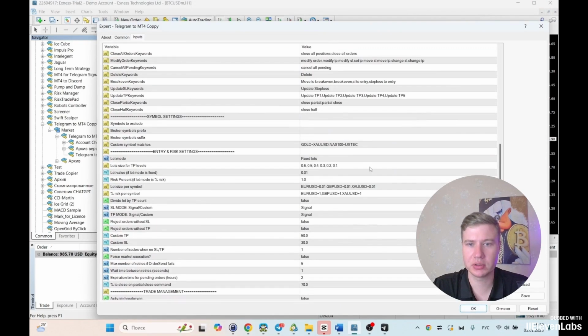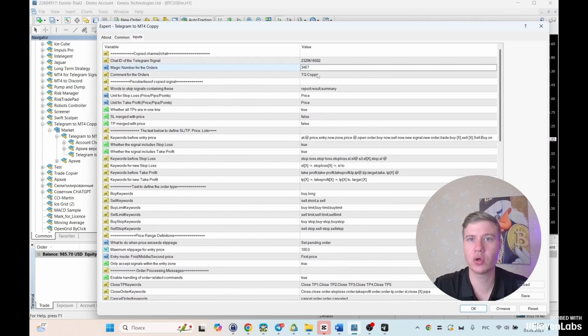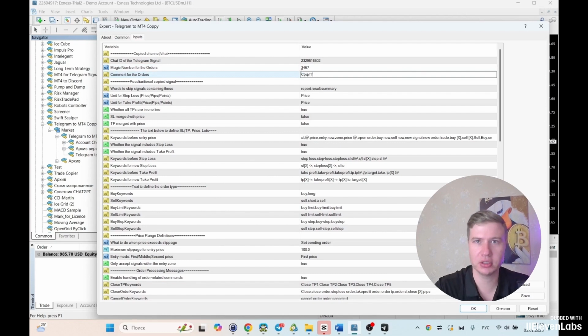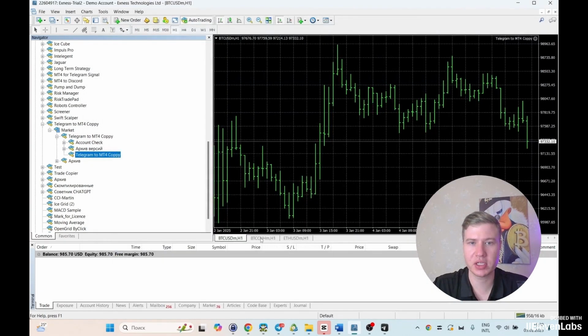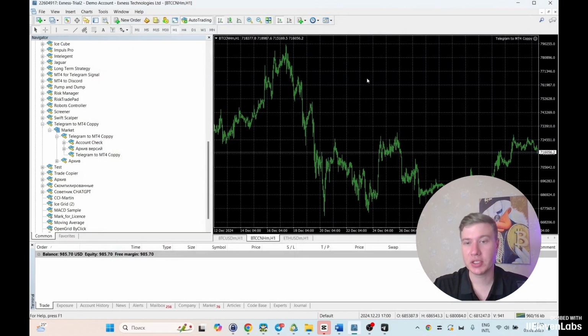Also select the other settings. What's important? Change the magic number for another channel, and the comments. For example, we will indicate channel. Accordingly, in the first channel, you can specify channel 1. Alright, our copiers are running.